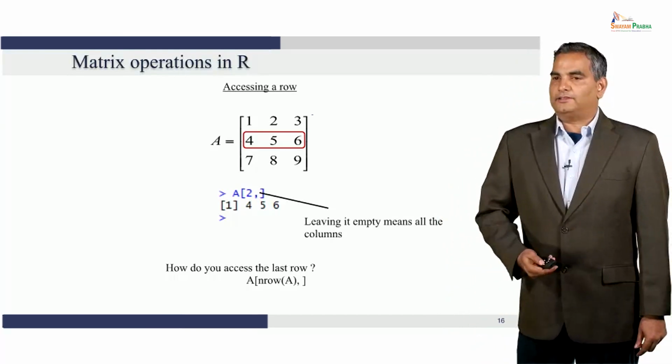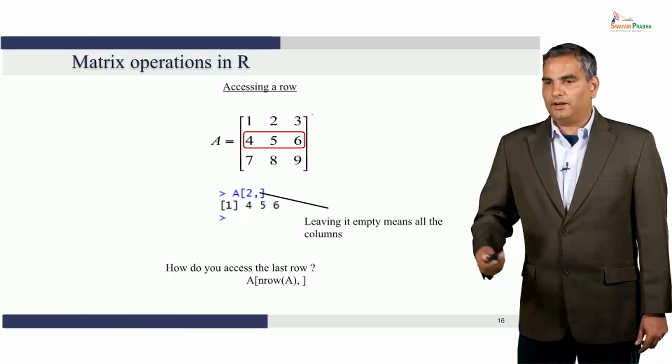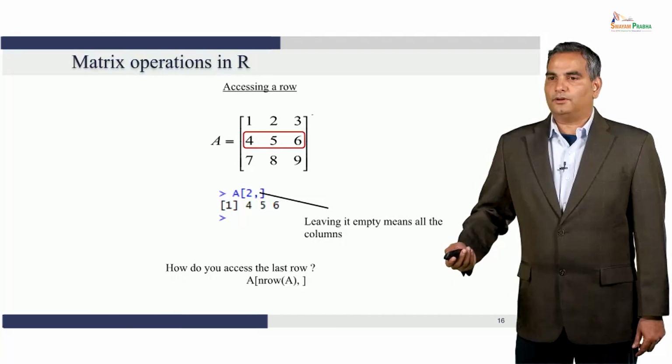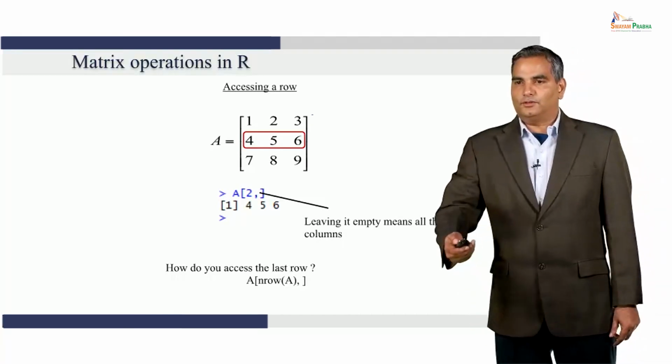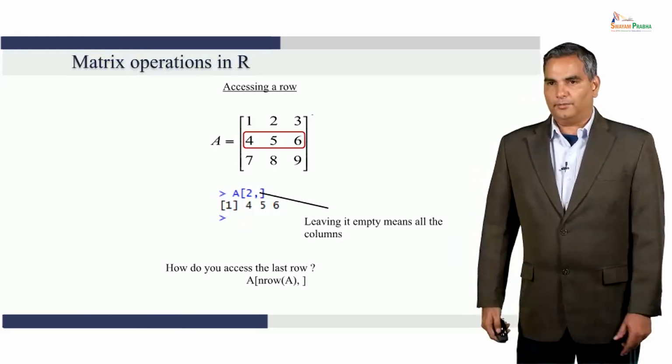Similarly, if you want to access only row 2, then what you do is you say A 2 second row, nothing, which means take every column element. So it gives me the row 4, 5, 6. Okay. So a simple example that you can try is how do you access the last row of a matrix.